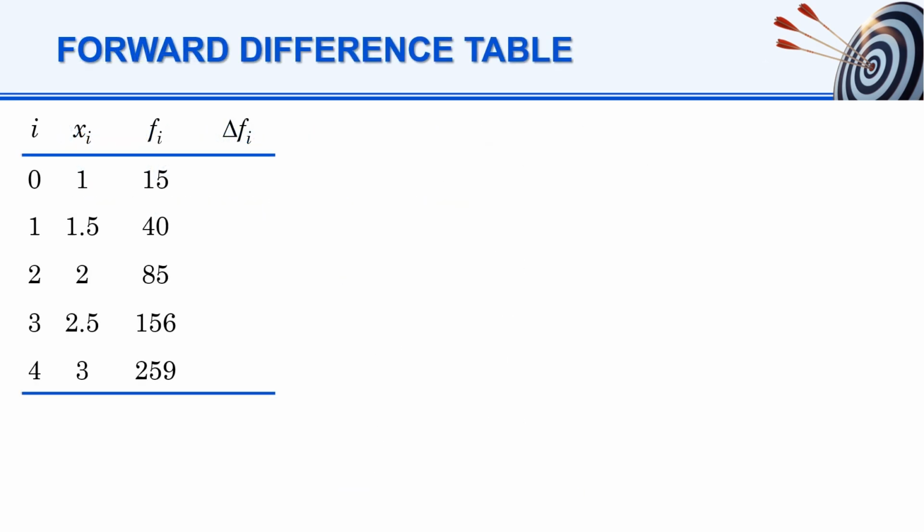We reserve the first column for the indices. We place the abscissas and the ordinates in the second and third columns of the table. The first forward differences are placed in the fourth column, which are calculated as the difference between consecutive values in the f values in the third column, except the last one. The procedure is carried out for each row as follows.